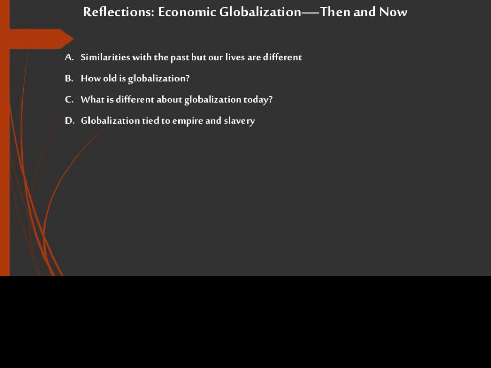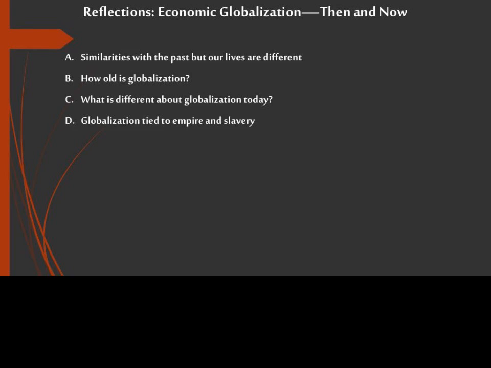So how old is globalization? If we look at the history of globalization, we can trace its roots back very far in time. It isn't just a 20th century phenomenon. Early modern globalization was much slower and on a smaller scale. Early modern globalization was not yet centered on Western civilizations. Economic life was mostly pre-industrial, and early modern globalization was tied to empire building and slavery. So that's what's different about globalization today.